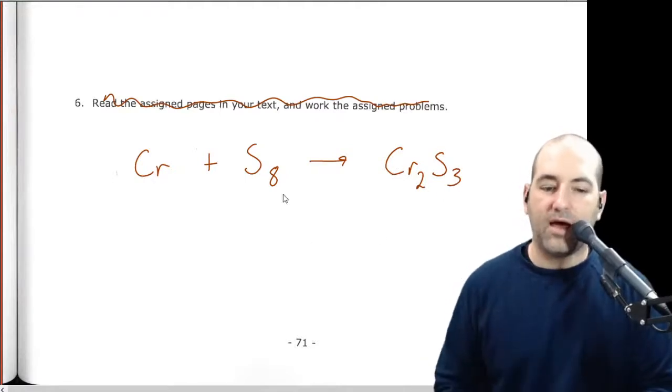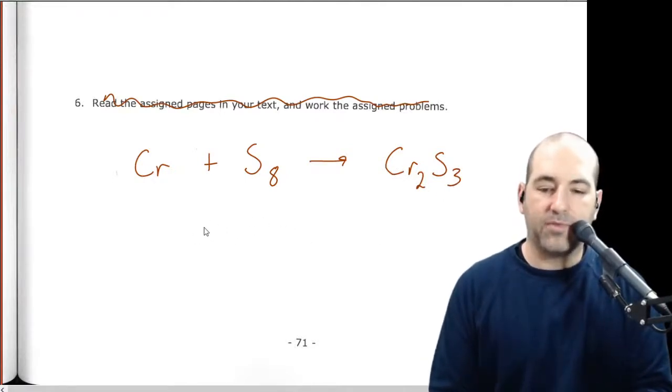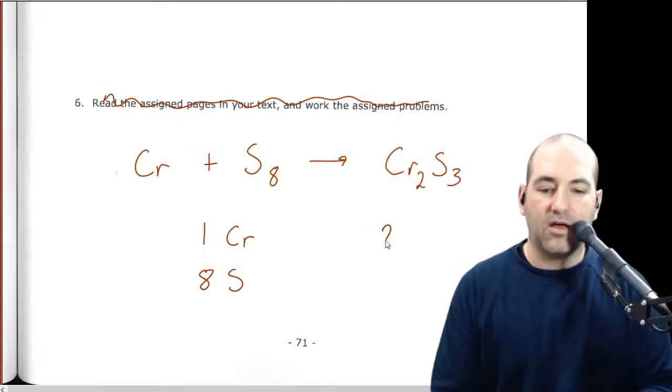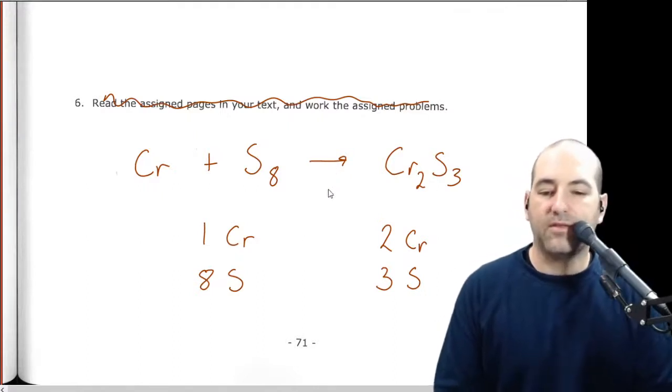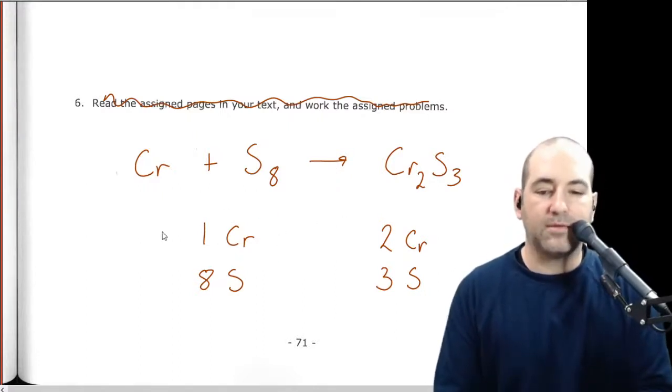All right, fewer atoms, but I'm going to do the same thing. I'm going to count them up. So 1 chromium on this side and 8 sulfur on this side, and then 2 chromium on this side and 3 sulfur on this side. Again, it doesn't really matter which one I start with. Let's start with the chromium and see what happens. So I'll put a 2 here to balance that one.